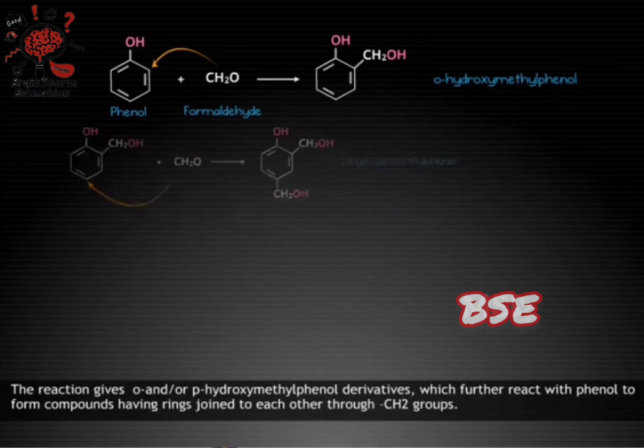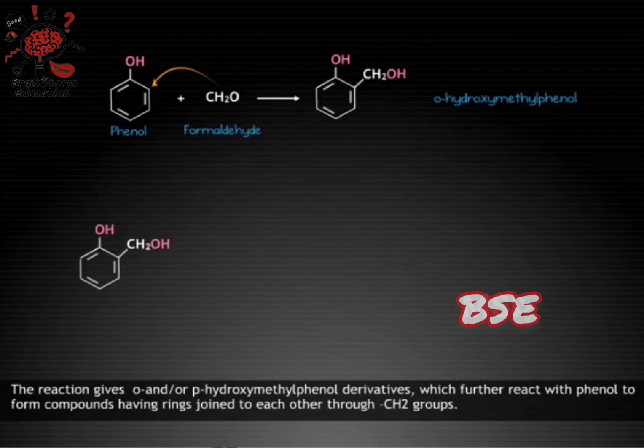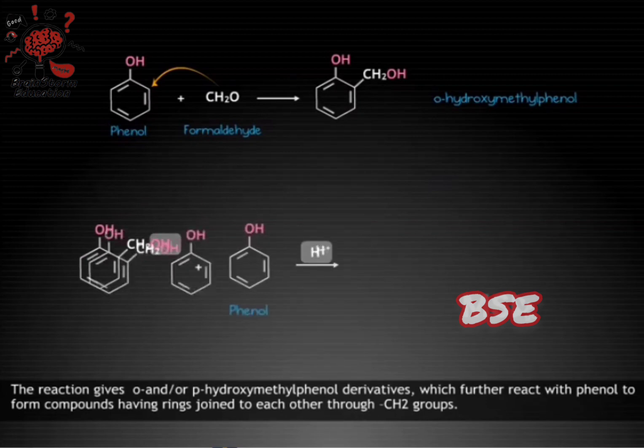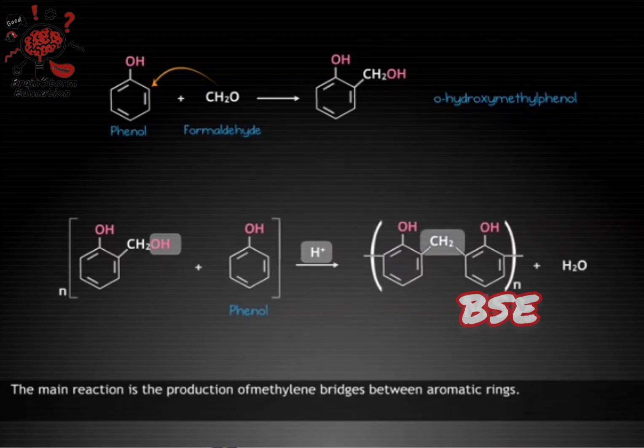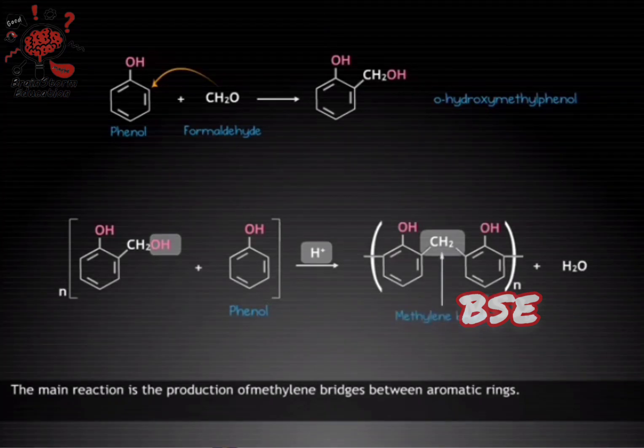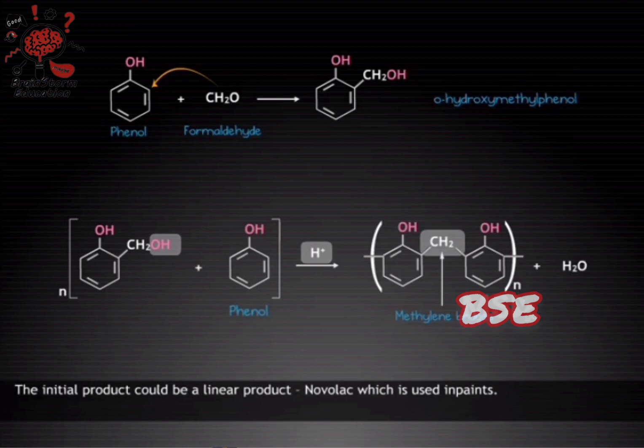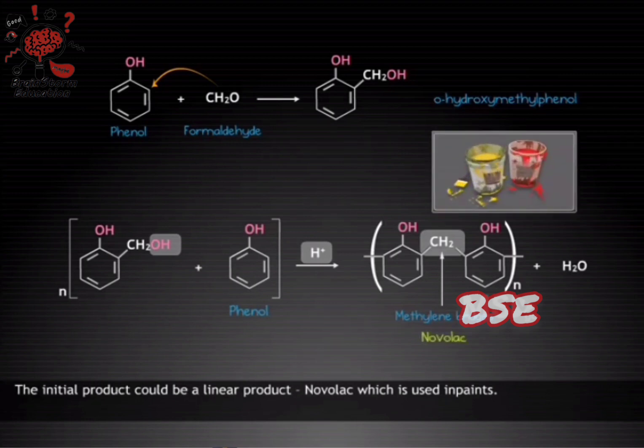The reaction gives o- and p-hydroxymethylphenol derivatives, which further react with phenol to form compounds having rings joined to each other through CH2 groups. The main reaction is the production of methylene bridges between aromatic rings. The initial product could be a linear product, Novolac, which is used in paints.